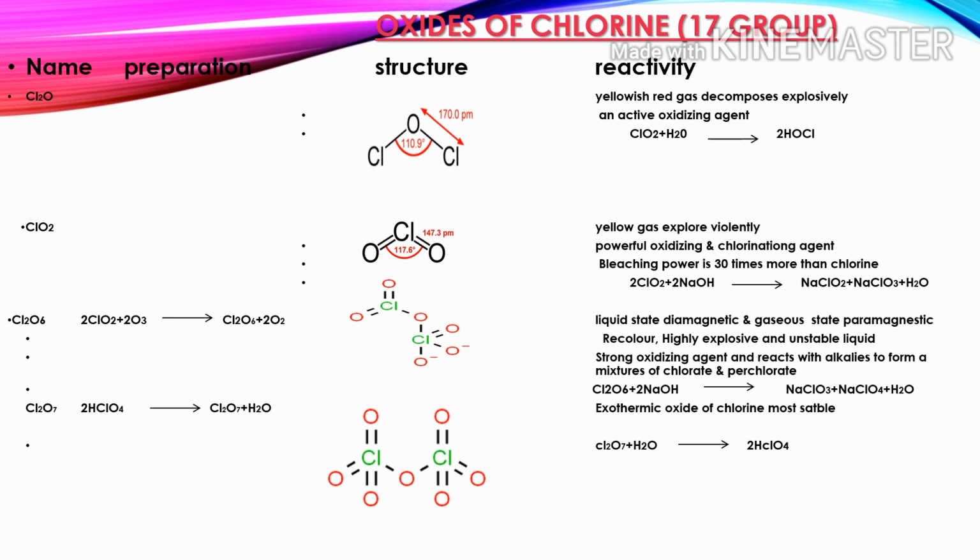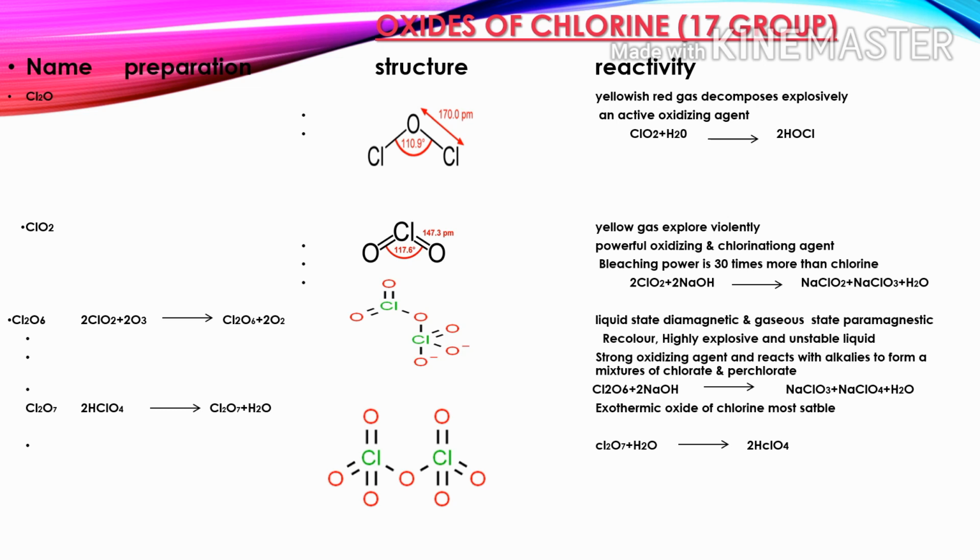Dichlorine hexaoxide is a strong oxidizing agent. When it is reacted with alkalis, it forms a mixture of chlorate and perchlorate. And the next oxide is dichlorine heptaoxide. Formula is Cl2O7. Dehydration of pure perchloric acid gives dichlorine heptaoxide.